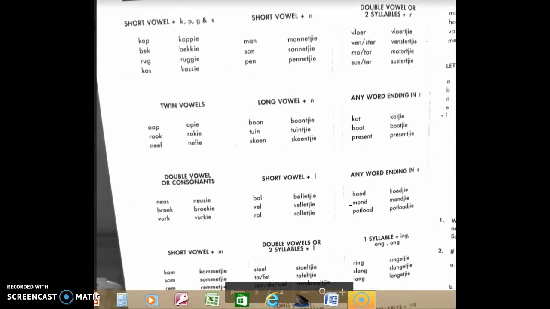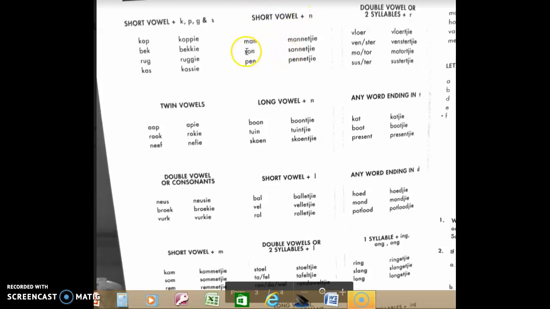Alright, let's go through the examples. They're not so many as the meervoude. Something with a short vowel plus K, B, G and S, K, B, G en S is kop, koppie, bek, bekkie, rug, ruggie, kas, kassie.